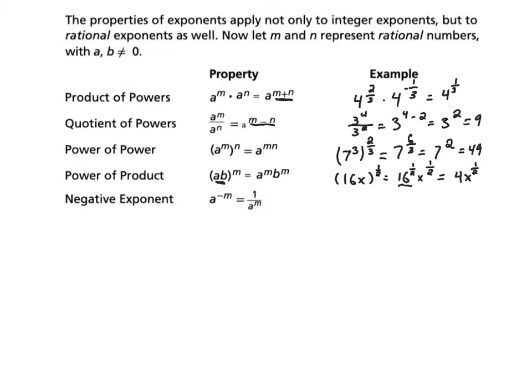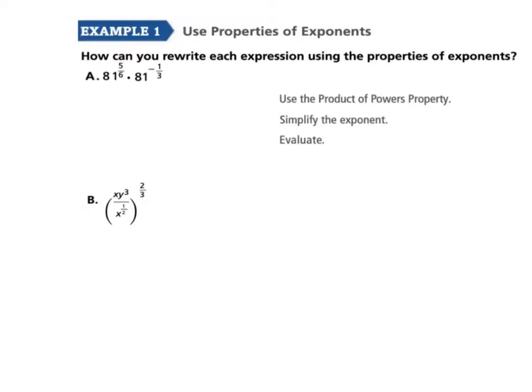And then the last one is a negative exponent. When you have a negative exponent, what you do is you put this under 1. So if we have 5 to the negative 1/2, what we're going to do is put 1 over 5 to the positive 1/2. And those are our properties. So we're going to use those to solve different problems.